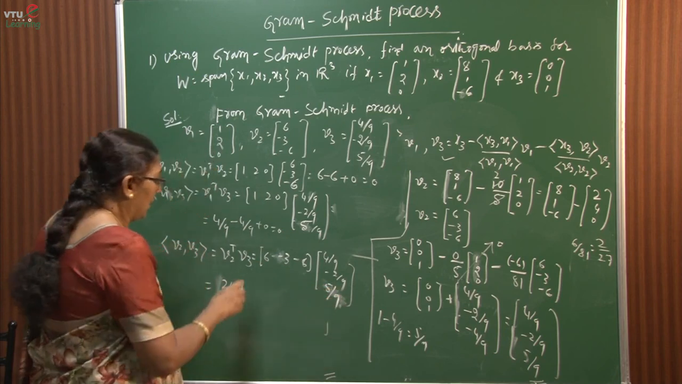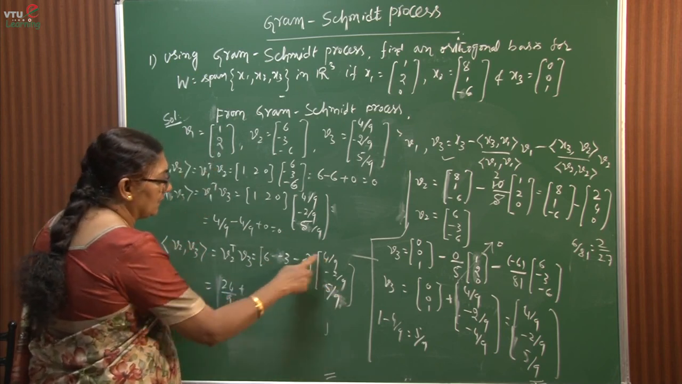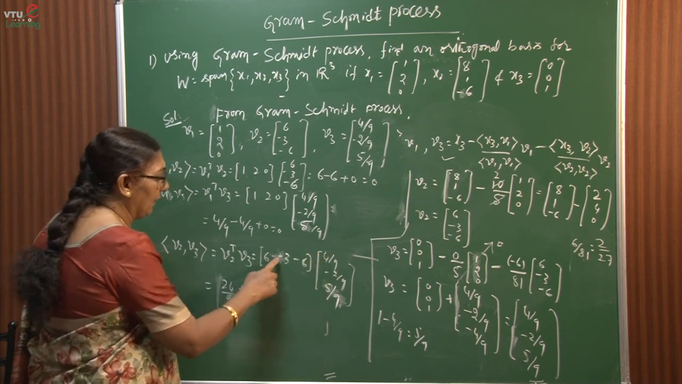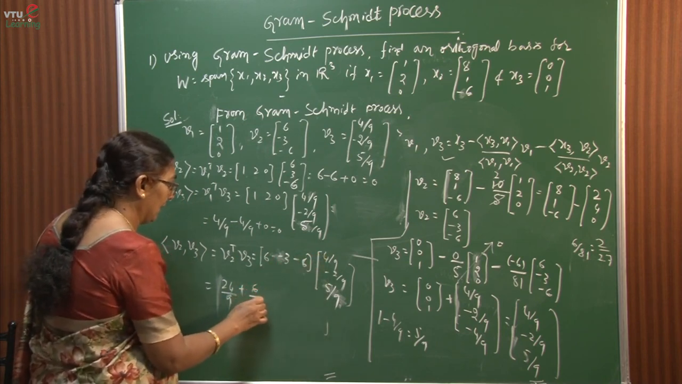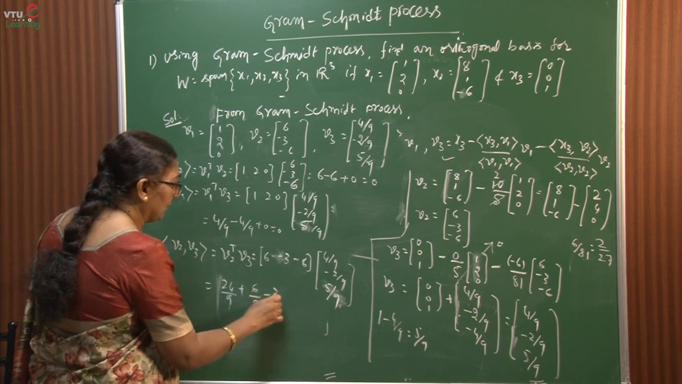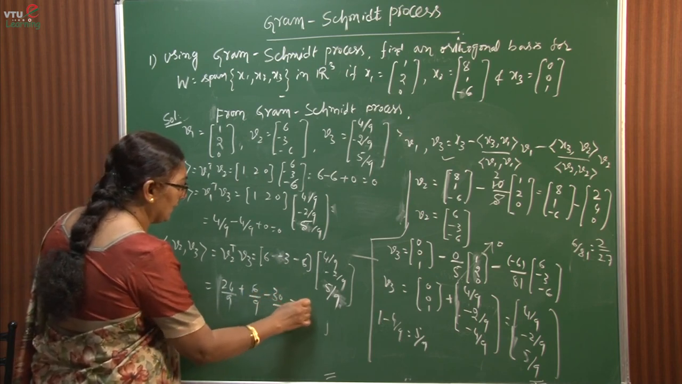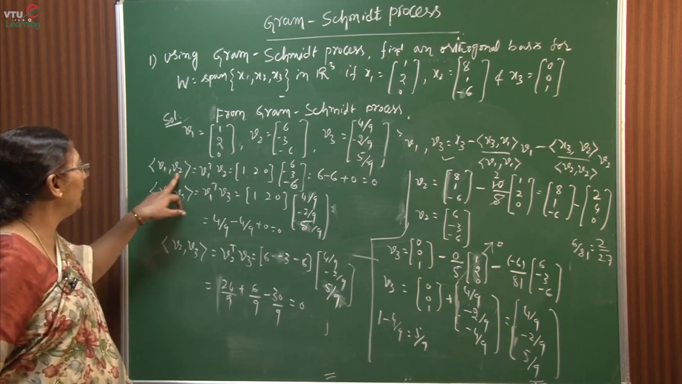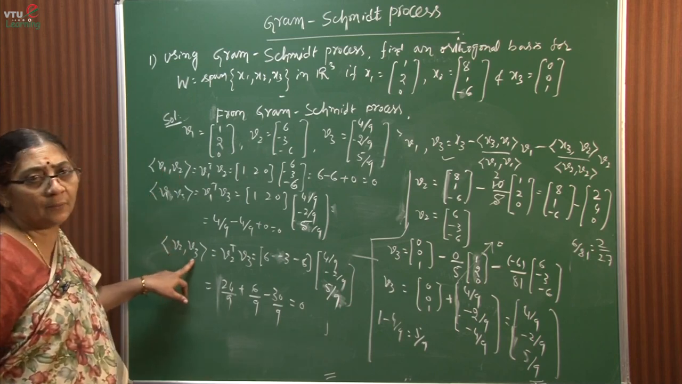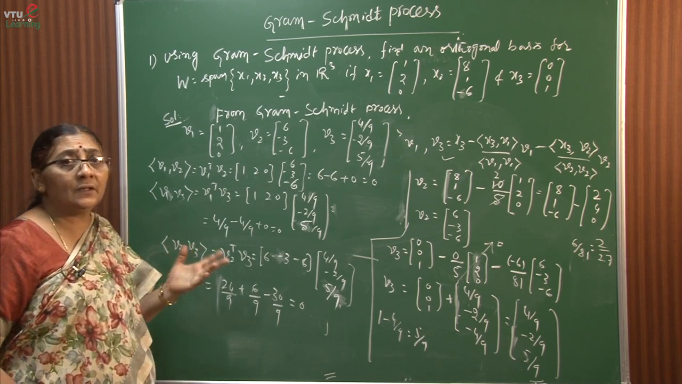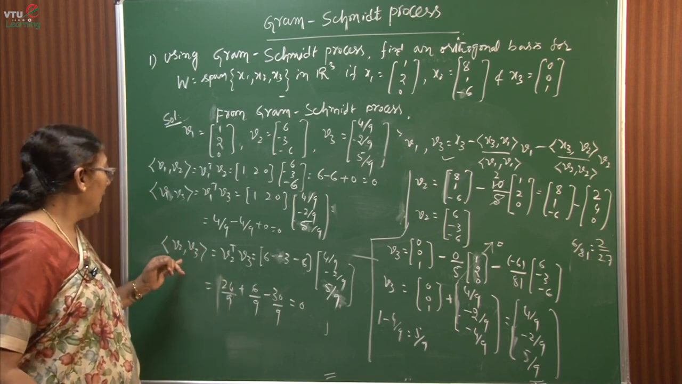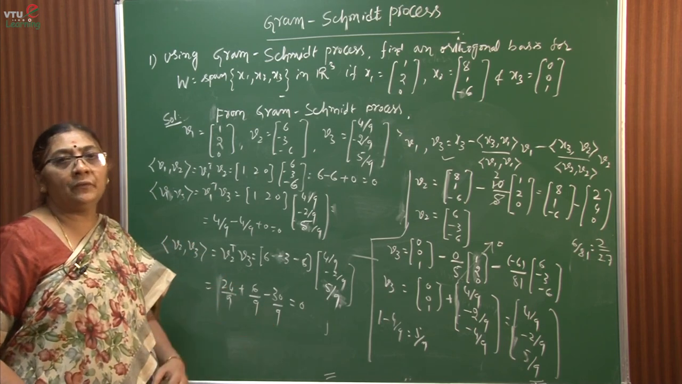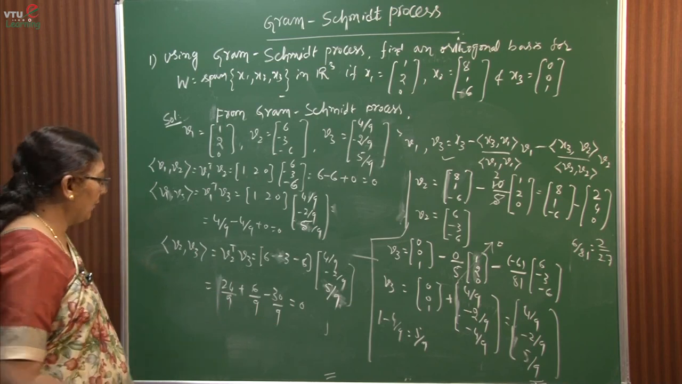Now multiply this, 6 into 4 is 24 by 9, minus into minus plus 6 by 9, plus into minus is minus 30 by 9. What do we get actually? 0. Now observe, the inner product of V1 with respect to V2, V3 is 0, and V2 and V3 is 0, because in an inner product space, the inner product of U, V must be equal to V, U.